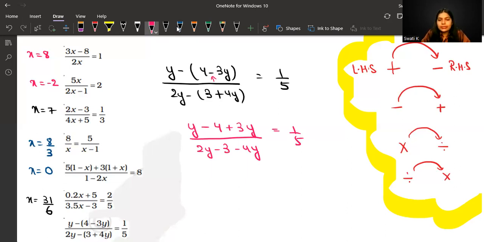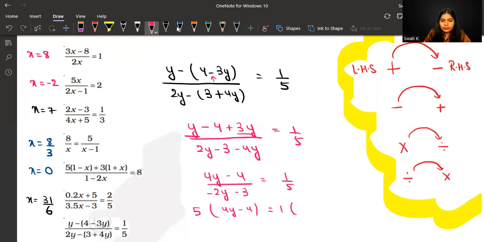Now we will simplify this first and then we will use the cross multiplication. So y plus 3y, right? This y plus 3y will become 4y, and this is minus 4, and this will become 2y minus 4y, that is minus 2y, and then minus 3 equals 1 by 5. Now here if I use the cross multiplication, so 5 times 4y minus 4 equals 1 times minus 2y minus 3. So of course 1 multiplied by this is going to be the same thing. So I can just remove this one, right? So it is simply going to be minus 2y minus 3.